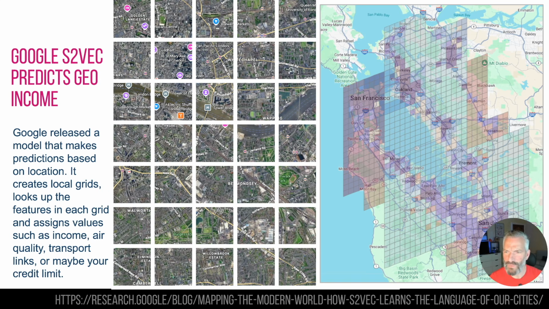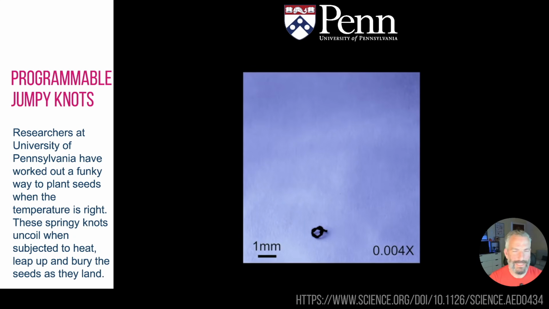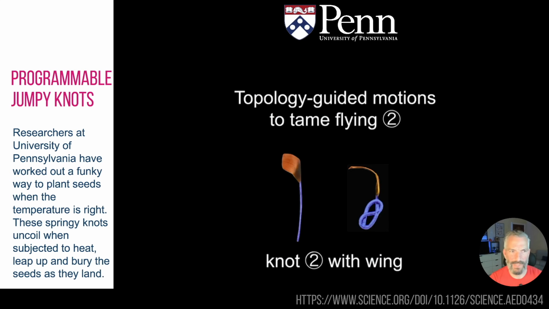So it could be used for evil, essentially, but there you go. If that's what you need, then that's what's available. This is programmable jumpy knots. That's not actually what they're called, but I thought I'd call them that because it's funny.